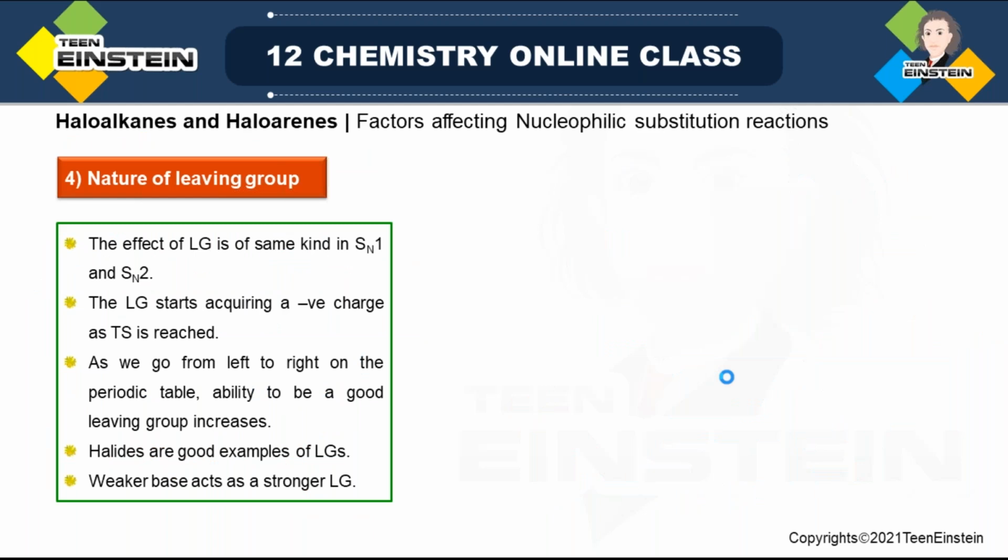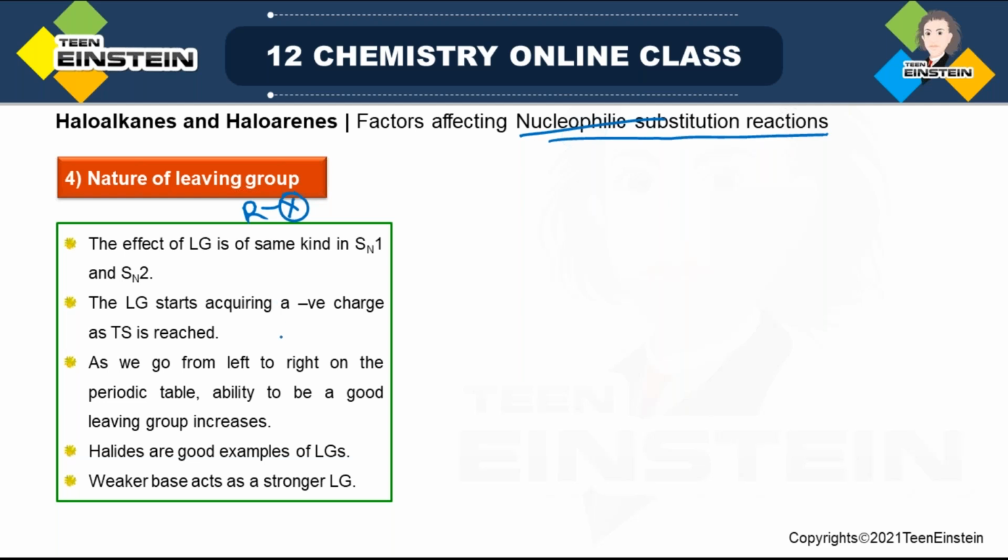And the last point, which is nature of leaving group. Now, leaving group means, as we are discussing this under the haloalkane and haloarene chapter, we mainly consider RX, that is halogen. It may be I minus, Cl minus, Br minus. But basically this nucleophilic substitution reaction is not just for haloalkane or haloarene. This is a very versatile topic. So other types of leaving groups are also possible.